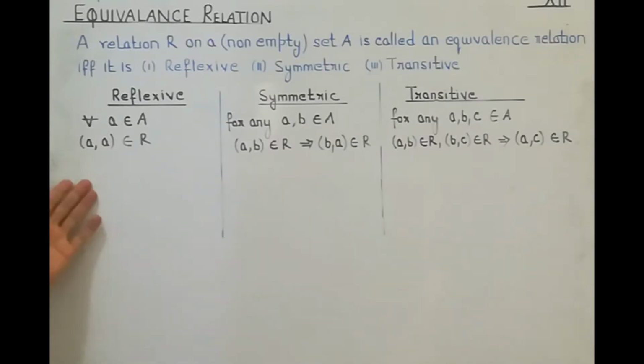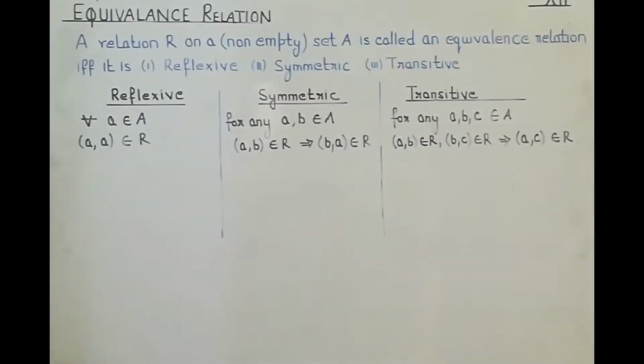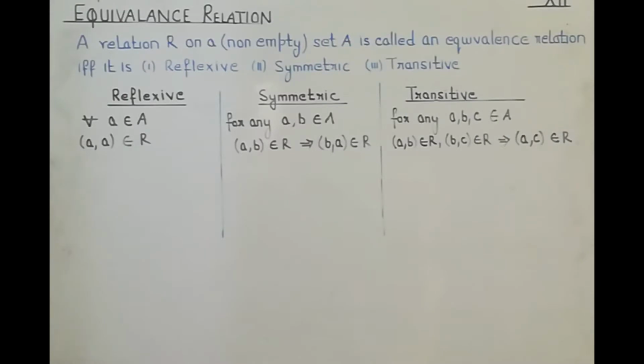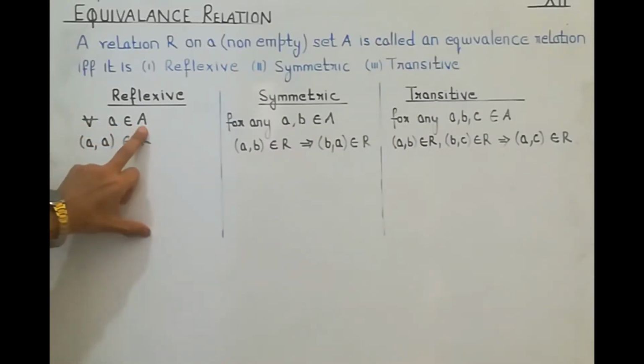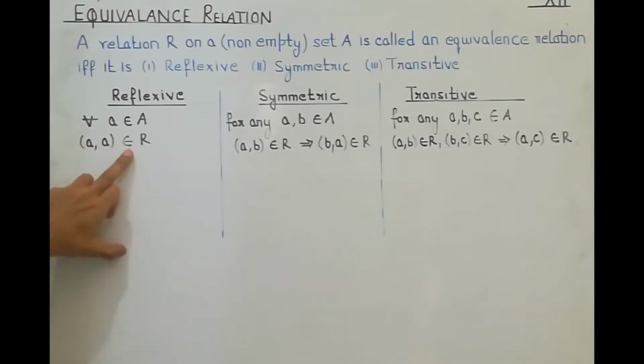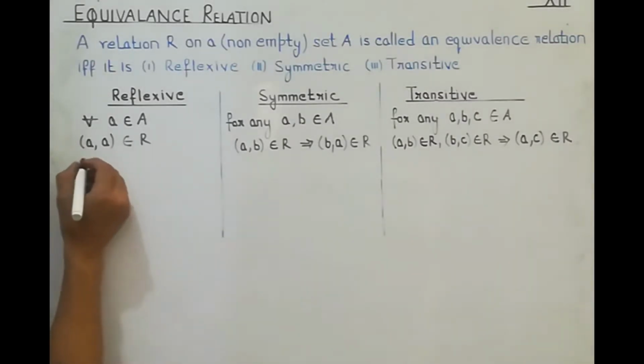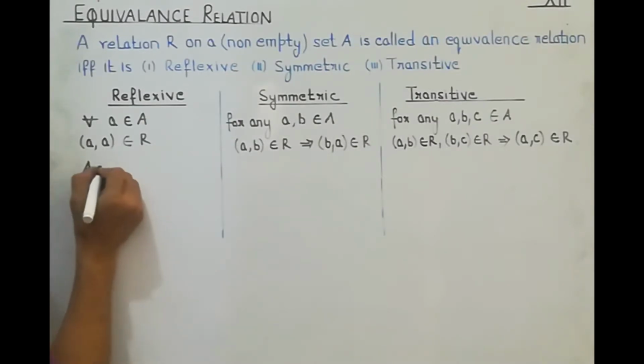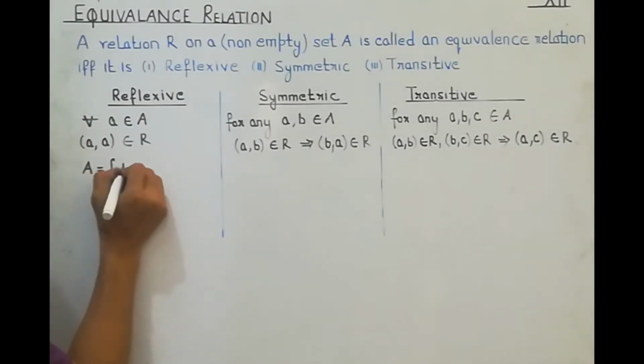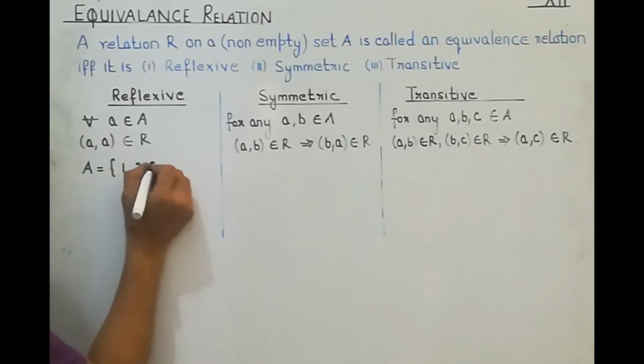Now, reflexive, symmetric and transitive, this we have already done in the previous class. What is reflexive? Reflexive says that for all a belonging to set A, (a, a) must belong to the relation. Now, let me explain you once again what this means. For that, let us consider an example. We have set A with the elements 1, 2, 3.